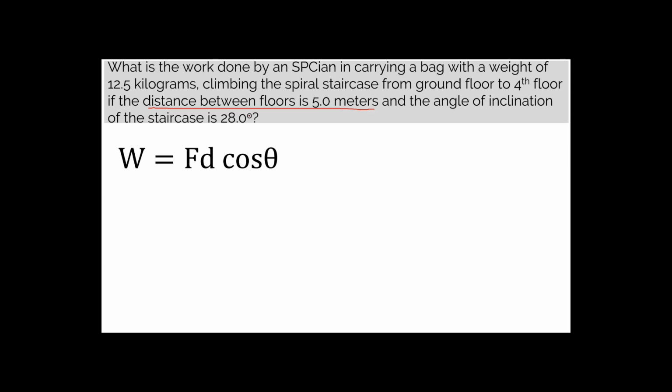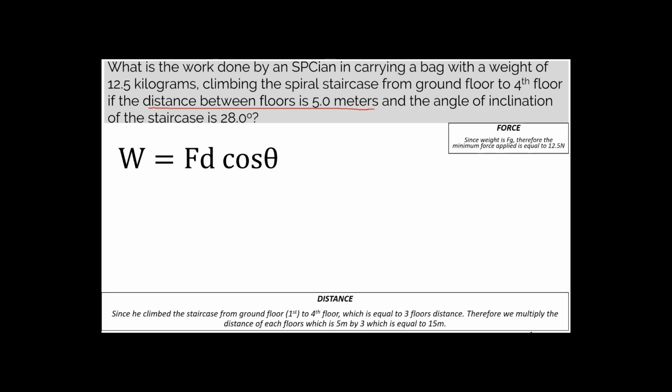So if we count the distances, from ground to second, that is 1. Second to third, that is 2. And third to fourth floor, that is 3. So there are 3 distances. If we multiply this by 5.0 meters, that is equal to 15 meters. So the total distance is equal to 15 meters. Since the angle of inclination is equal to 28.0 degrees, we will use this as our angle theta.